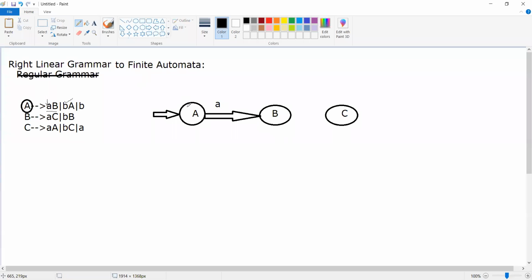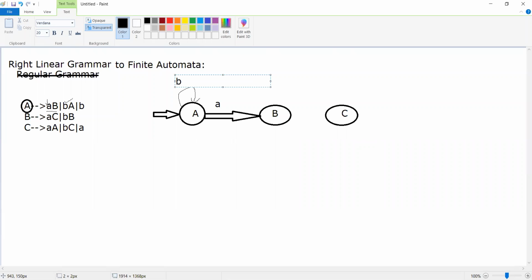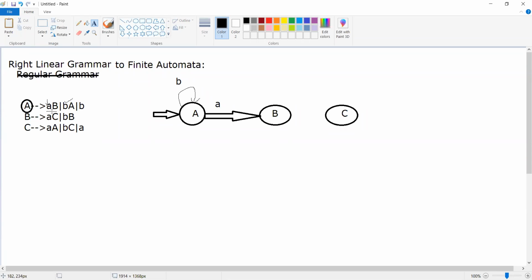Now this is our state A, and we will have the transition to the same state itself when we have the input symbol small b. In the same manner, if you observe thoroughly, we have a production A derives to small b. Now, when is it going to happen?